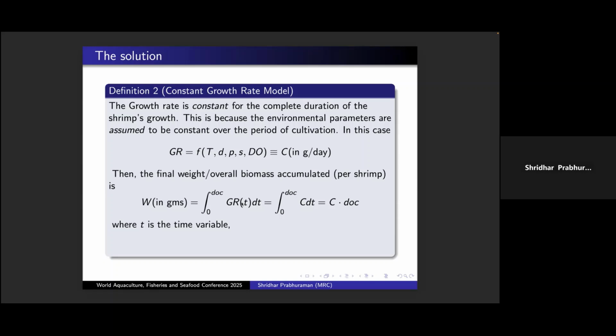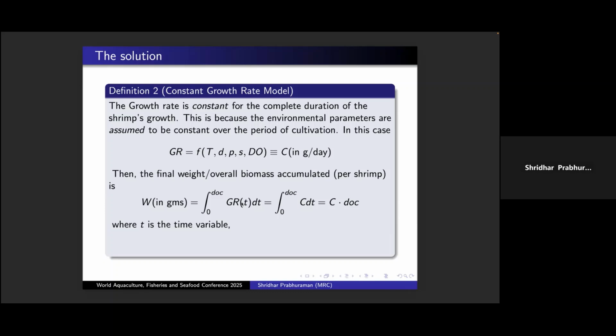it, it will impact how the growth, what is the growth rate of the shrimp. As you might already know, the more the size is, or the later the stage during the cultivation is, the lesser the growth rate is. It diminishes as and when we move forward.